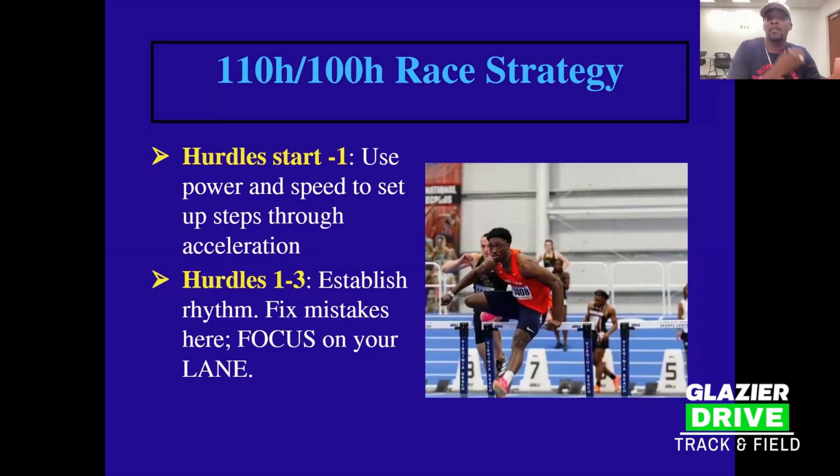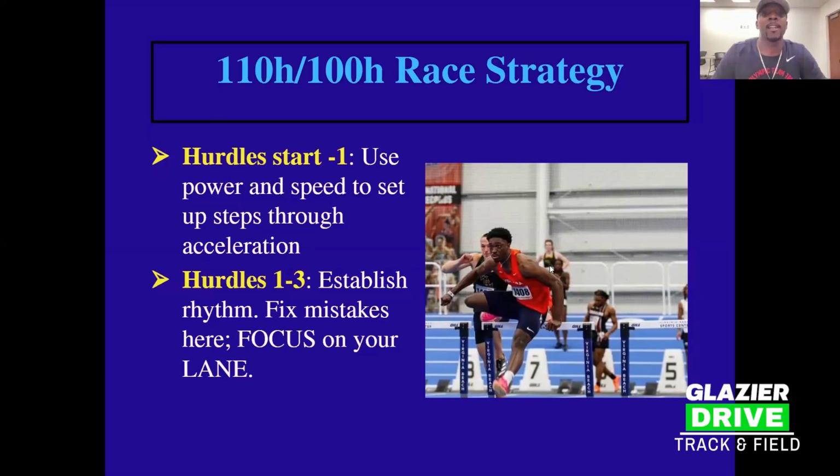And I think we talked about this in my previous session, understanding the phases. Phases 1 through 3 are important because they set up your race. If you mess up 1 through 3, chances are it's going to predict a not-so-good race at the end of it. So you only have 1 to 3 hurdles to get it right. And that's the same way in the 100 meters. You've got 30 meters to get it right. So at these times in practice, you're making sure they're really locked into focusing on their lane and getting all the kinks out with hurdles 1 through 3.